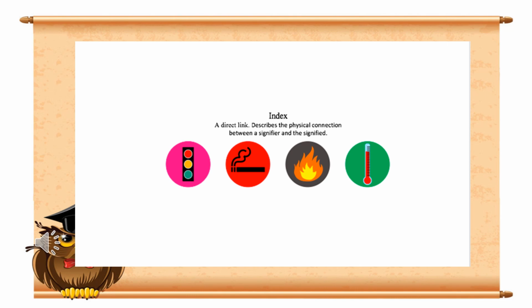All right, and we also have here the index. It says here this is a direct link. This describes the physical connection between a signifier and a signified. This index shows evidence of what's being represented. Just like the example here, the image of the smoke in a cigarette to indicate fire. Just like the third picture here that also indicates fire. So those are some examples of index.